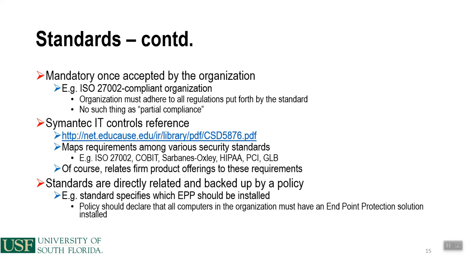Now, an organization won't just adhere to one set of standards sometimes. They may have to adhere to multiple sets of standards. And this may be like COBIT, Sarbanes-Oxley, HIPAA, PCI, GLB, and so on. Of course, this relates the firm's product offerings to the requirements. So what does a firm actually offer in terms of products? What are their core services and product offerings that will help dictate what sorts of standards they need to adhere to? And remember, standards are directly related to and backed up by policies. They emanate from the policy.